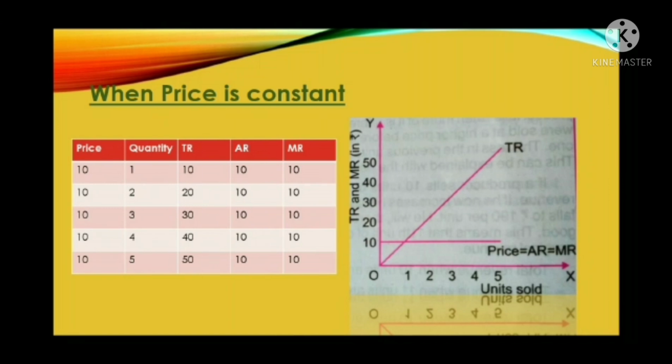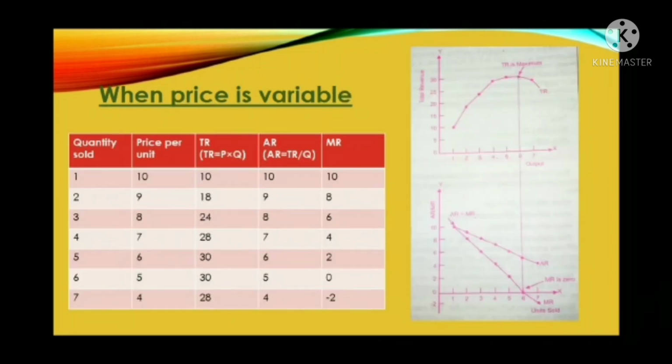Next, when price is variable. You see here in this table, quantity sold, price per unit, TR, AR and MR have been given. Now this table has been expressed in the form of a diagram. When AR falls as output increases, MR also falls. MR falls at a greater rate than AR. TR is maximum when MR is 0. This happens at 6 units of output.